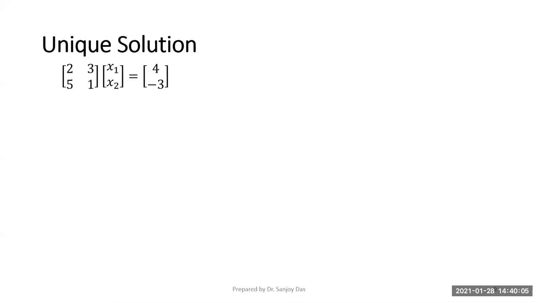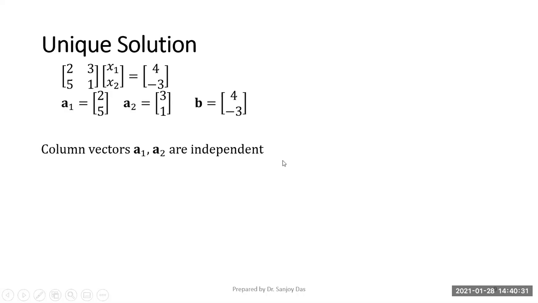Okay, now this is where we had a unique solution, right? In this case, using the vector matrix notation, we express this matrix in terms of its columns. We have two columns, A1, which is 2, 5, and A2, which is 3, 1. And B is 4, negative 3. Now the column vectors A1, A2 are independent. They are in different directions. They're both two-dimensional, and they are in different directions. One is 2, 5, the other is 3, 1.